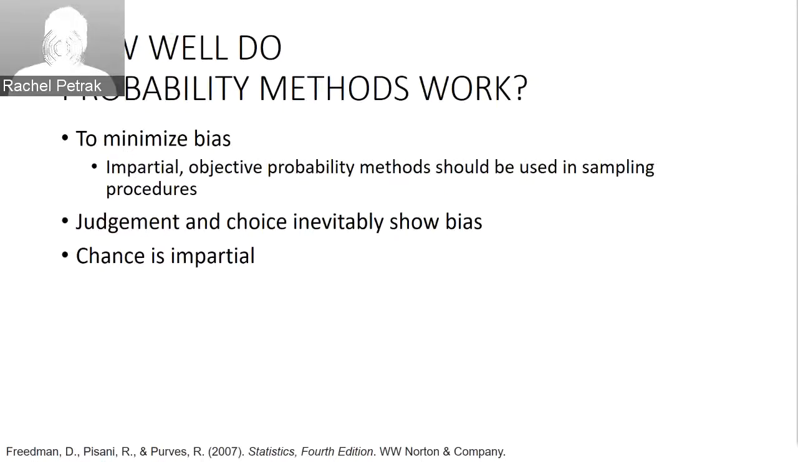Remember that judgment and choice inevitably show bias. They always show bias. Even when someone is very informed and trying not to show bias, you're still showing bias. You can't get away from it. This is why we have all these methods to help us better address this problem. Chance is impartial, and it offers us some great associated, powerful statistical techniques.